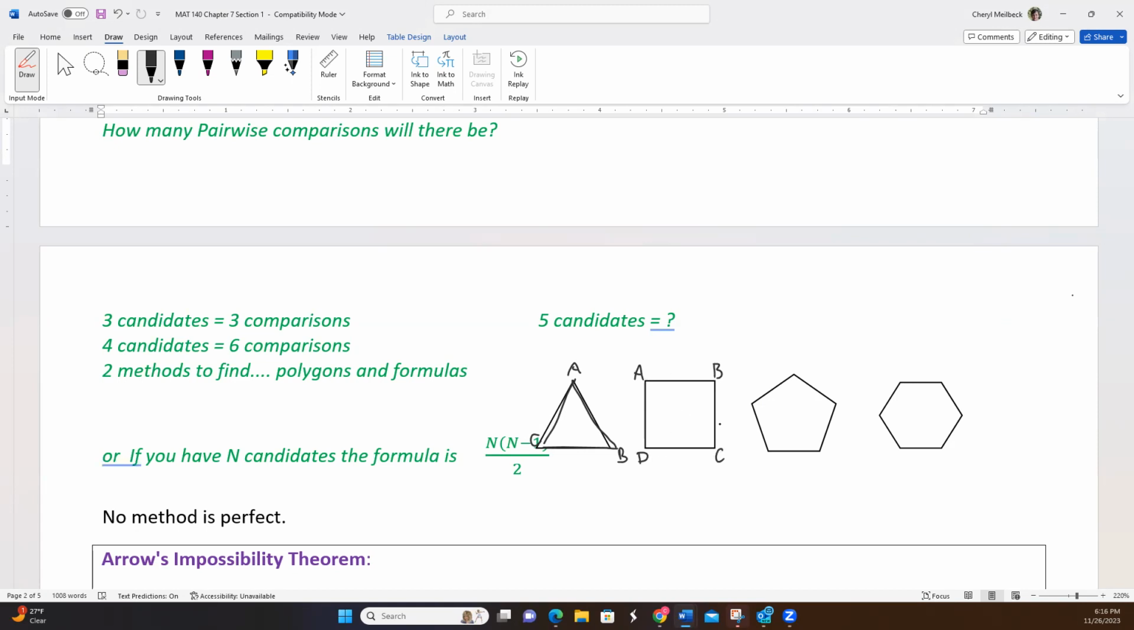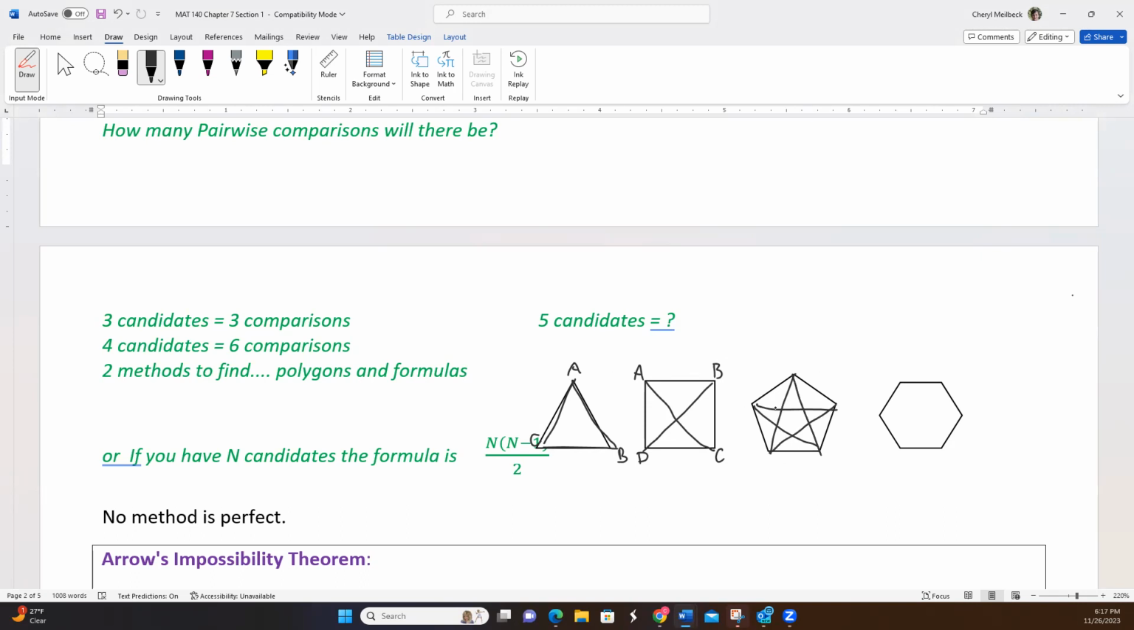You have all of the comparisons that are the outer segments of the square, but you also have the diagonal comparisons. So A will get compared to D, C, and B. B will be compared to A, D, and C, and so on. So that means there are six: four outside segments and then the two cross segments. If you have five candidates, there are the five outer plus 1, 2, 3, 4, 5 more.